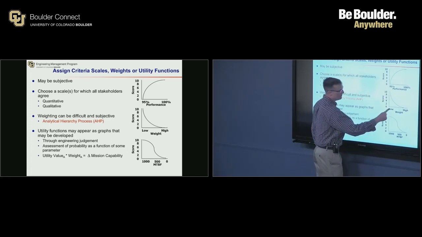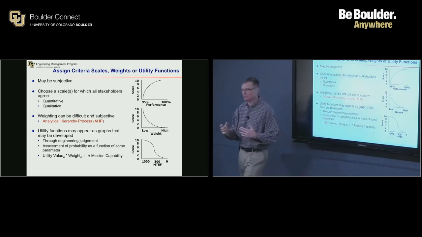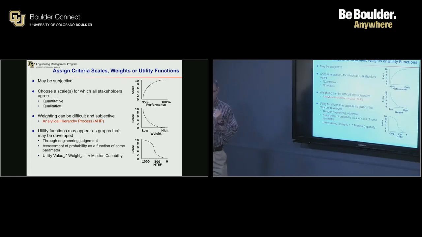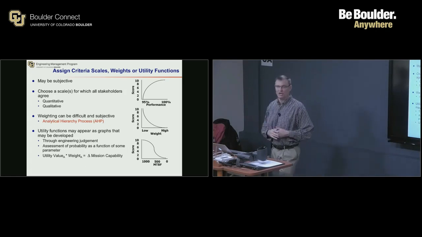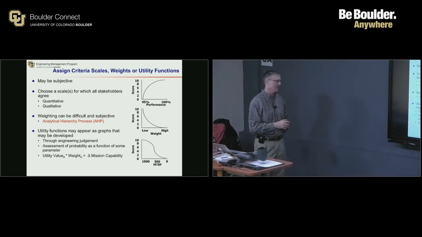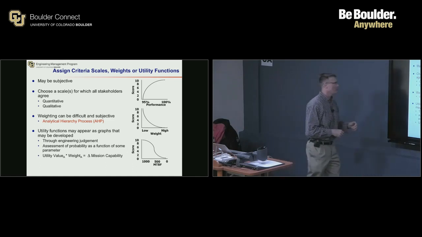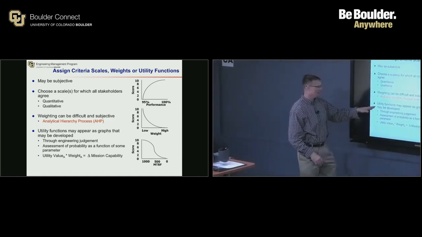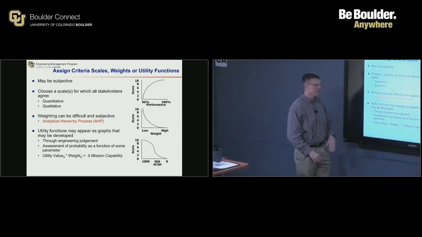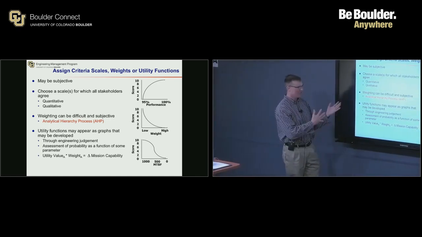So what this is telling me is that they want the thing to be really light. So the lighter it gets, the higher my score gets. And so it's a way to convert your weight into a score that you can then use to do a side-by-side evaluation of multiple candidates, right? So these are what they call utility functions. They're great ways to convert performance into score.